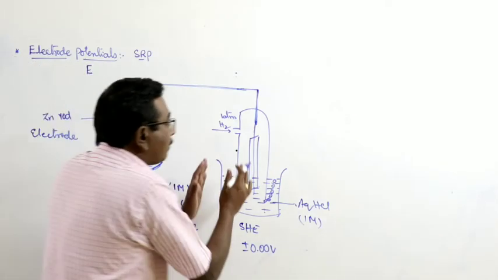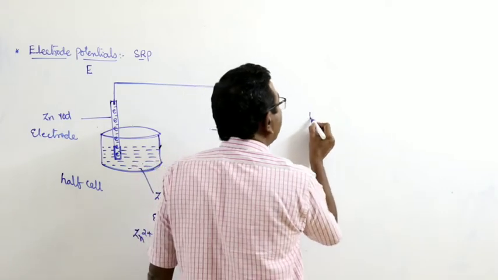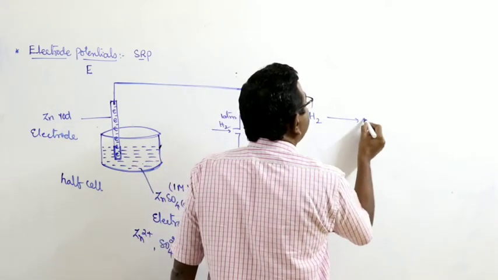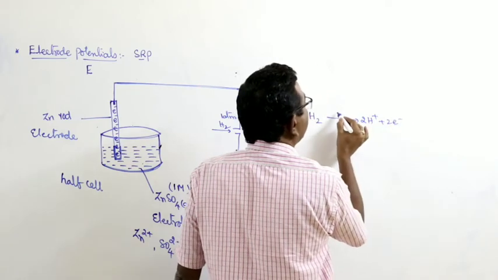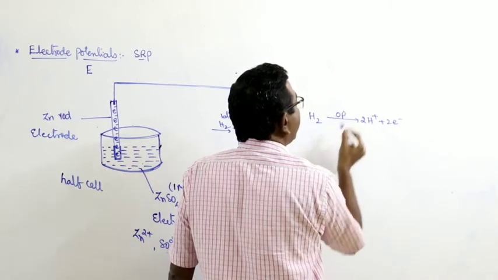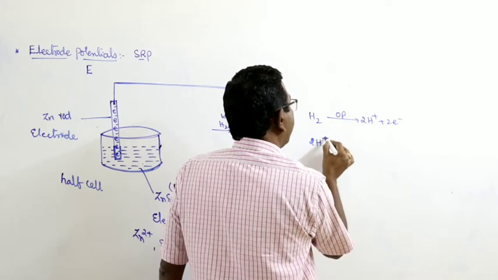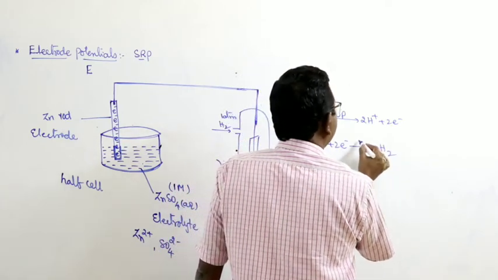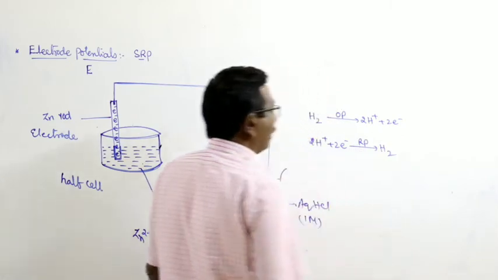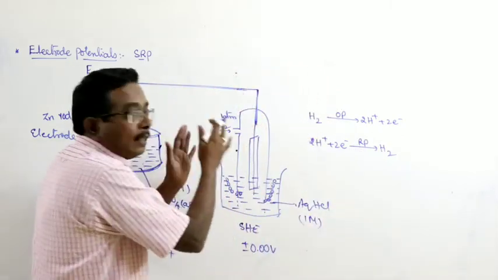And here this is a reversible reaction. Meaning what? H2 gives rise to 2H+ plus 2 electrons. This is known as oxidation potential. 2H+ plus 2 electrons gives rise to H2. This is known as reduction potential. But here this is the reversible cell.